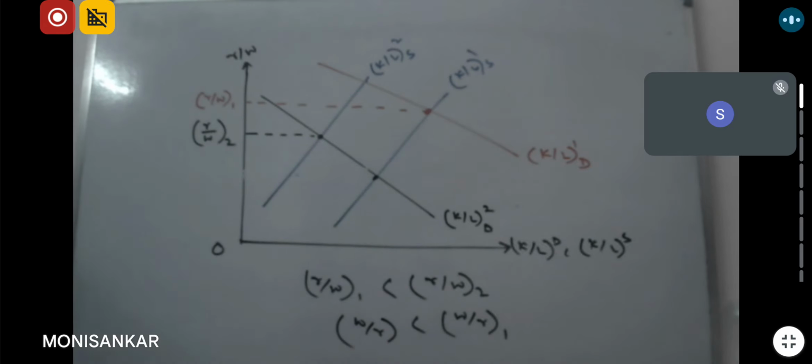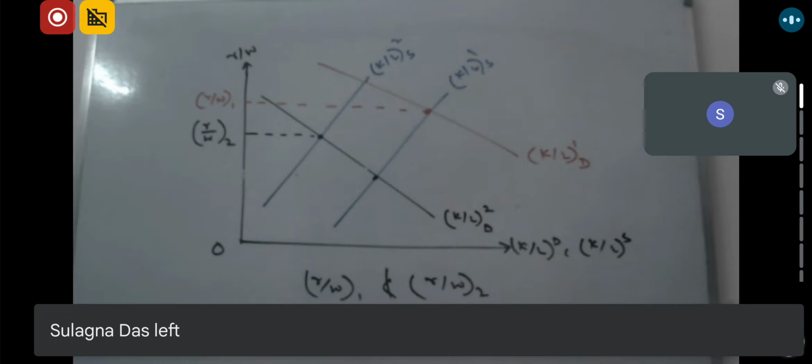So see, this pattern is called demand bias. When there is demand bias, the relative price of capital is higher in country 1. So it suggests capital is expensive in country 1, and capital is relatively cheaper in country 2. So in country 2, if the country takes a capital intensive technique, that's better for the economy.